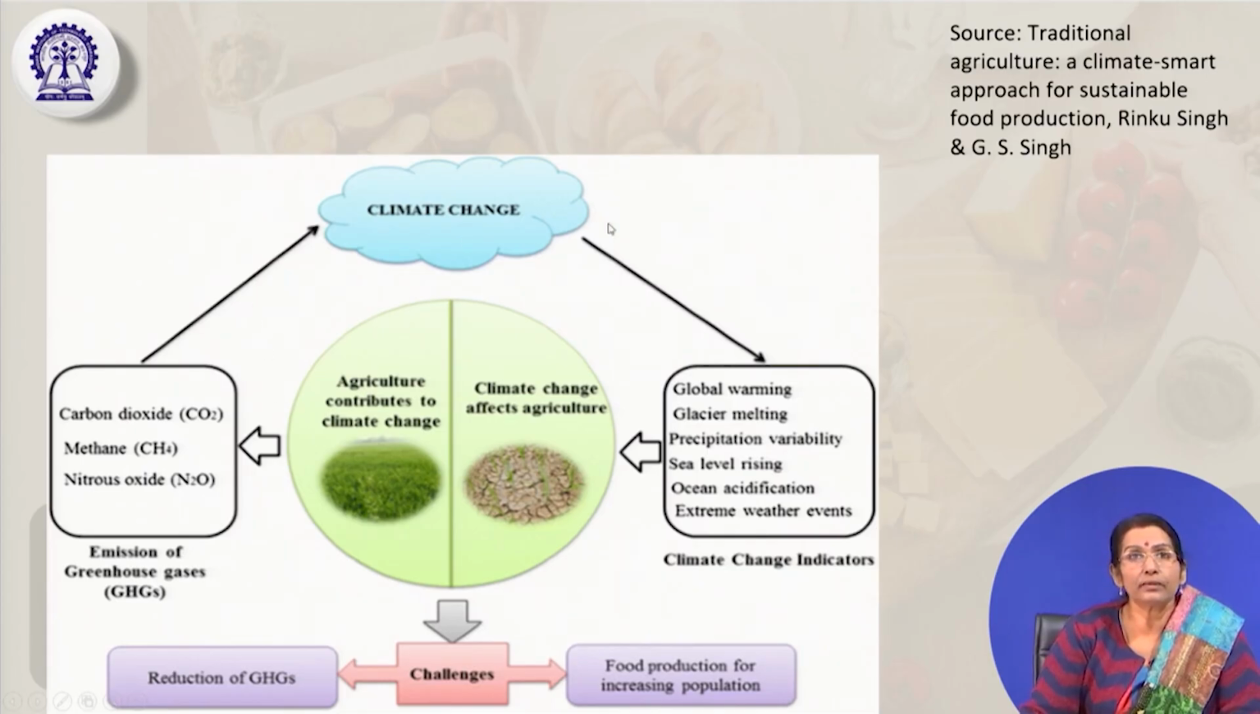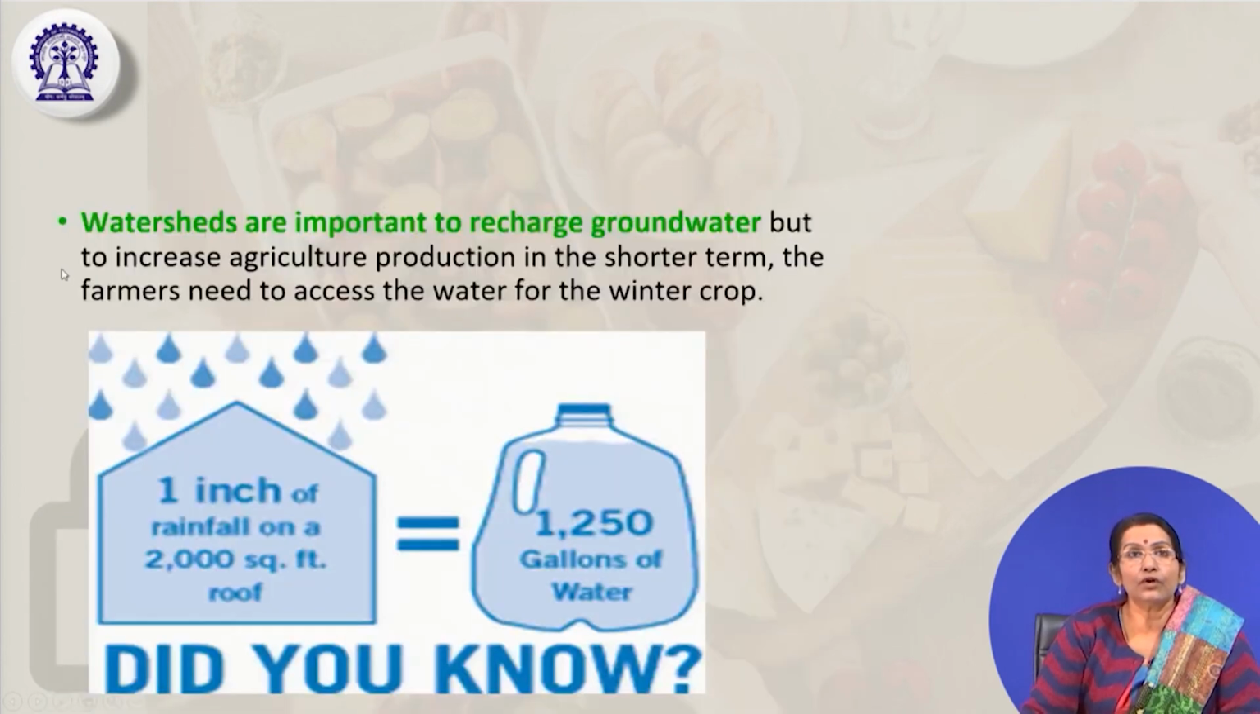So, how can we adopt a sustainable framework for our agricultural products and practices? Similarly, watersheds are also important for recharging groundwater. But in terms of agricultural production and in the short term, farmers need access to water. So rainwater harvesting and other kinds of arrangements to preserve and conserve water, so that it can be utilized for the ongoing agricultural plantations and the farm activities and farmland activities.